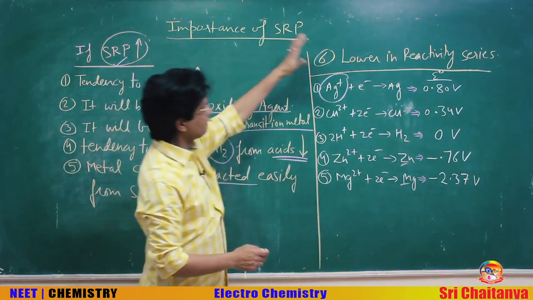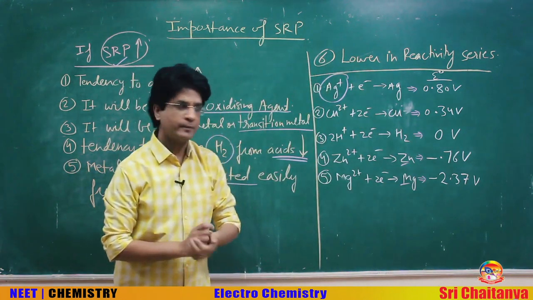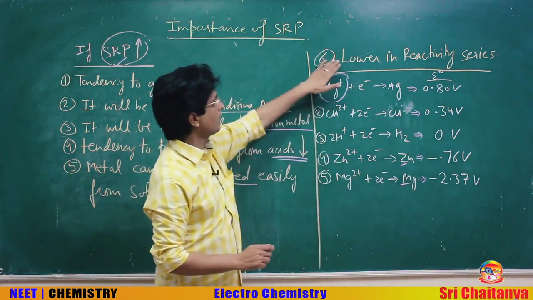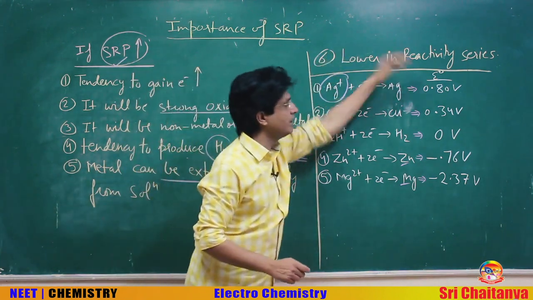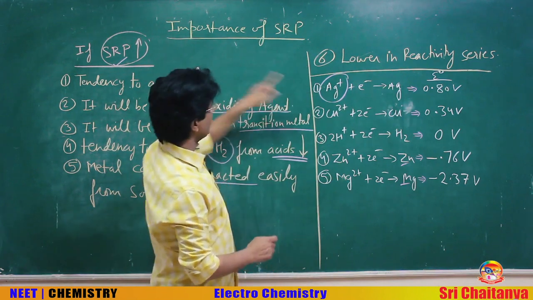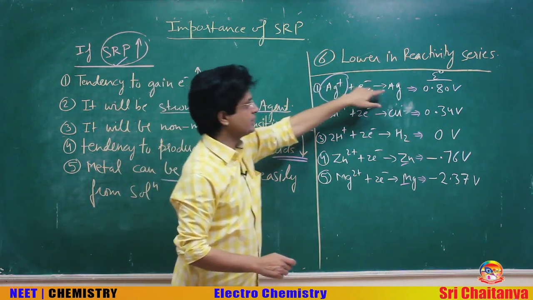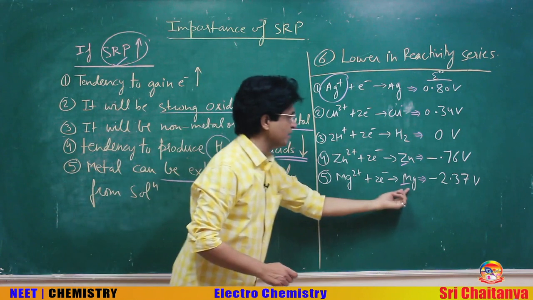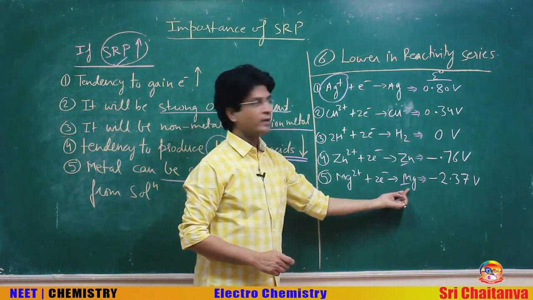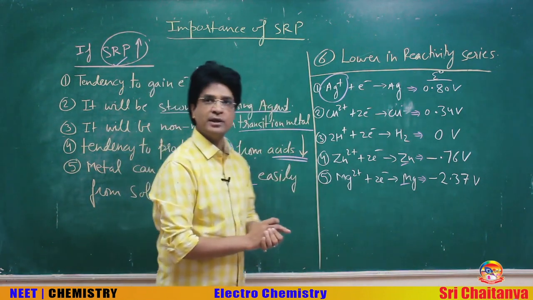Okay, now which of the following is the most reactive element in this series? Now if you are higher in the SRP, you are lower in the reactivity series. So higher SRP is basically Ag. So silver will be the least reactive, while magnesium will be the most reactive. I hope the application of this is now clear.